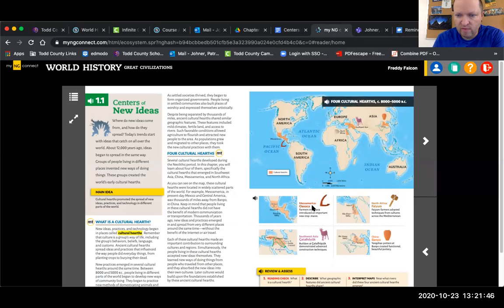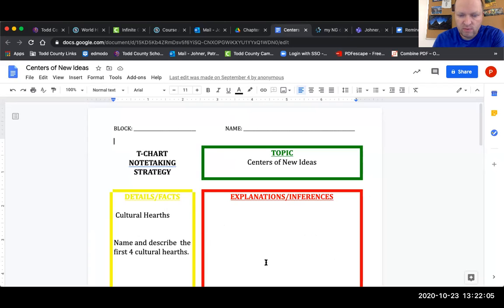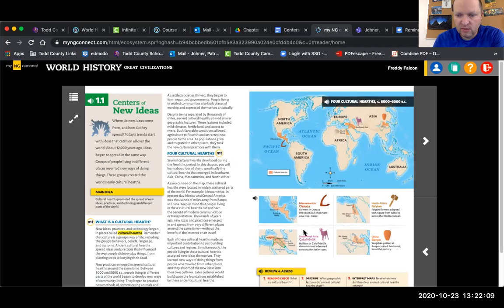Okay, so we have Mesoamerica, Oaxaca. Okay, and there's the description underneath. North Africa, Fayum. There's a description. Southwest Asia, Chatalhoyuk. And China, Banpo. So what you need to do, put the four areas and then write the description. So 1, 2, 3, 4. Pretty straightforward. Then we'll get into more detail with each.